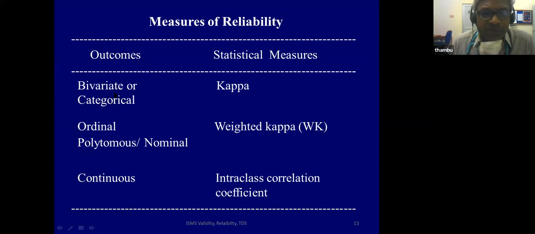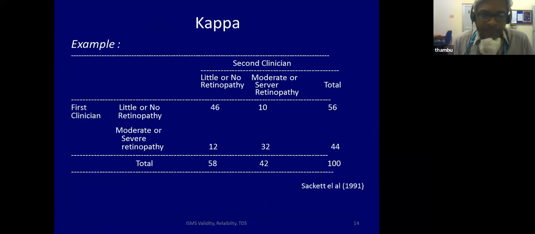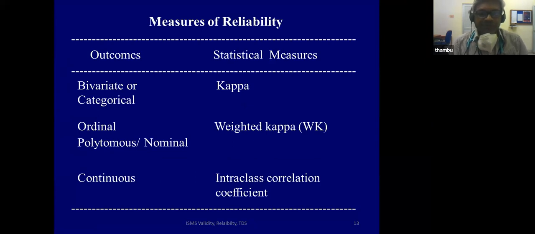Now, in the PICO statement I told you yesterday, patient, intervention, control, and outcome. If the outcome measure is bivariate, or categorical, then you can use a kappa statistic. If the outcome measure is ordinal, polytomous or nominal, we must do a weighted kappa. If the outcome measures are continuous, you can do intra-class correlation coefficient. Now let's get into the first one, where the outcome measure is bivariate or categorical, and we'll talk about kappa first.